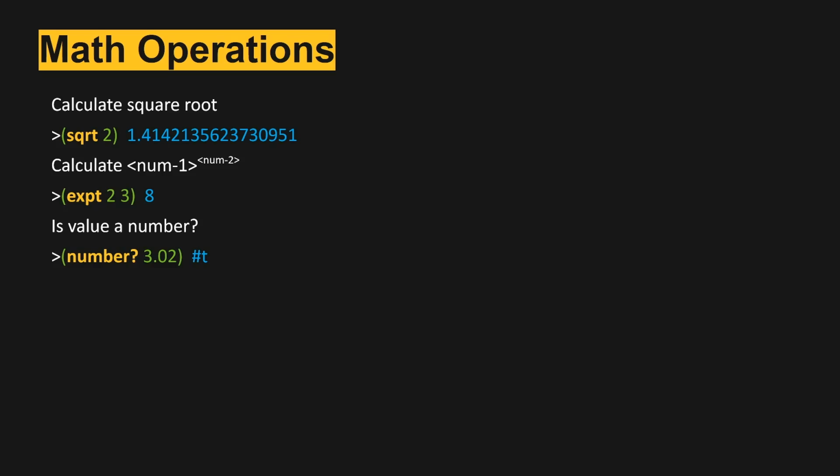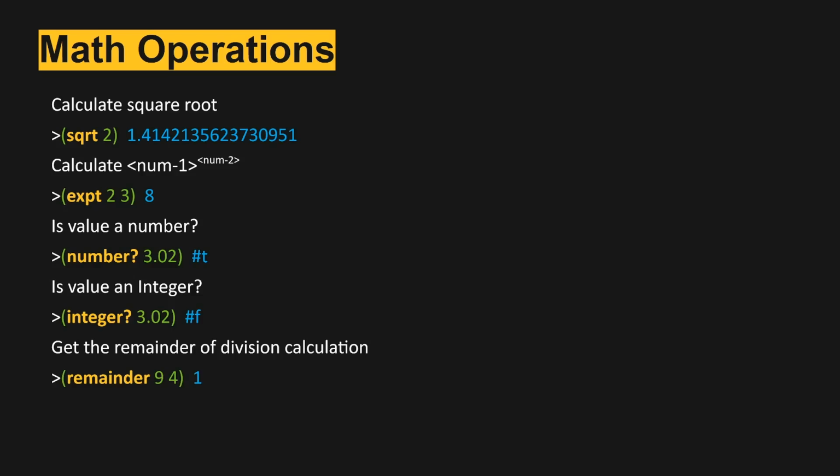If we want to figure out if a value, a literal or a variable, is a number, we can use the number question mark. Is the value an integer? We can use the integer question mark. And then we can even get the remainder of the division calculation using remainder. Another way to do division is to use the quotient operator.